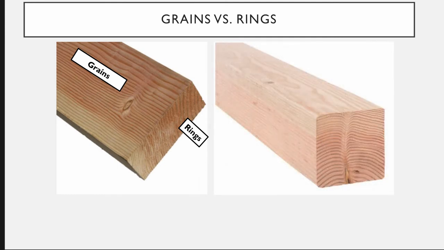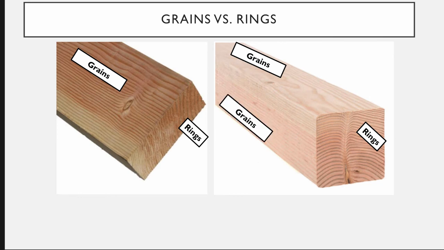So what happens if we have a square cut? Here's a 4x4. And so again, we can see the rings on the face. We can even see a knot where a branch was growing out of the tree right up through that face there. And then up on the top, we can see the grains as they relate to the rings, but those grains look different than our first example. And in fact, if we look on the left side of our 4x4, we see nice straight grains that sort of match our 2x4 example on the left side.